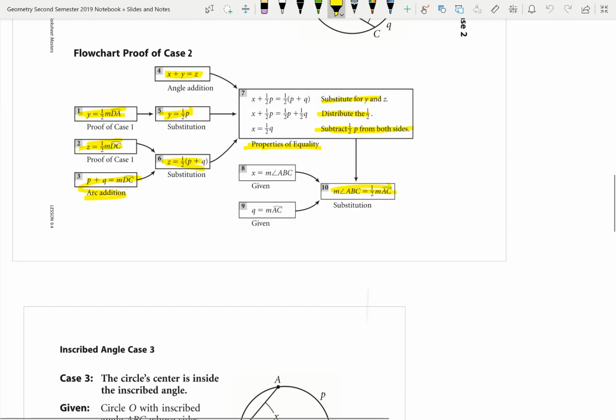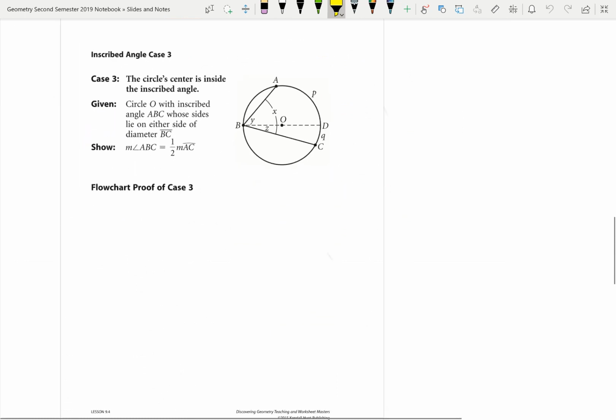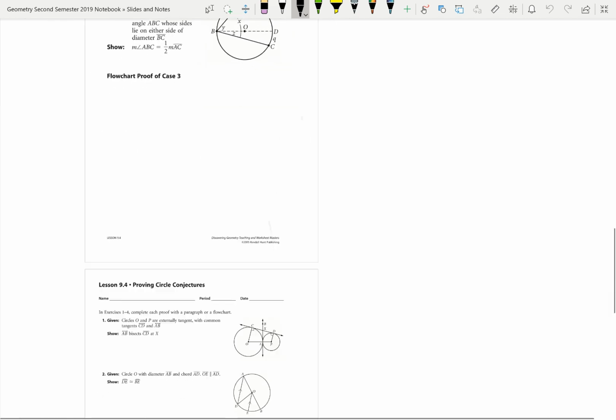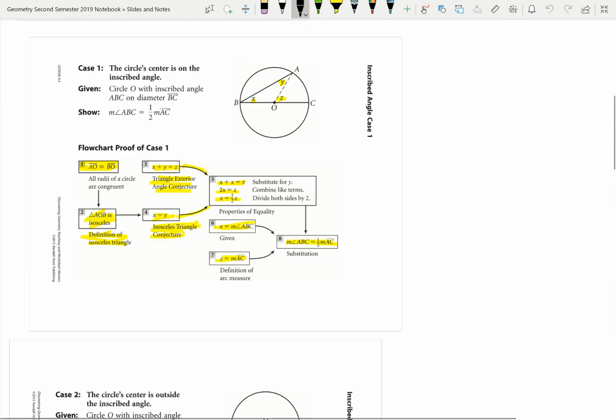And that gets us then to inscribed angle case 3. With this one, you're going to use case 1 again and more substitution. I'm not going to do it in this video. I'm going to do some different examples. So we'll move on from here back to the notes.